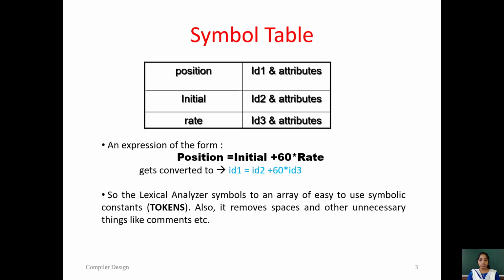Actually, these are called identifiers. Position, initial, and rate are identifiers. So position is represented as ID1, initial as ID2, and rate as ID3. The statement position = initial + rate * 60 is converted into ID1 = ID2 + ID3 * 60. The lexical analyzer converts symbols to an array of easy to use symbolic constants. It removes spaces and other unnecessary things.